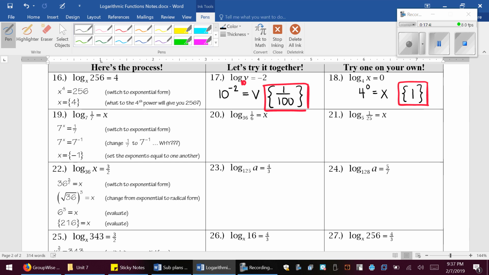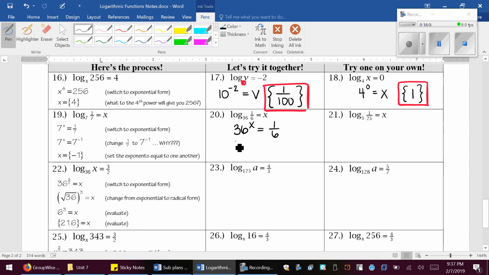The rest of them are all the same procedure, but we're going to put the variable in different places and we're going to throw in some fractions too. So number 20, if I switch log base 36 of 1/6 equal to x to exponential form, I have 36 to the x power equals 1/6.